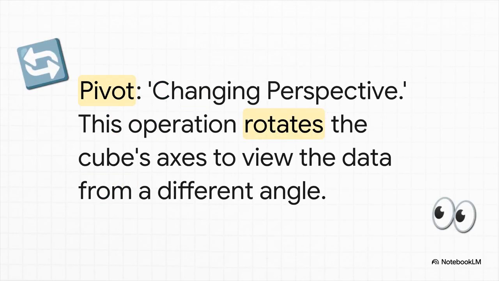And finally, we have pivot. This is super powerful. It doesn't change your data at all. It just changes your perspective. So let's say you're looking at a chart of products versus sales. With a single click, you can pivot it to show time versus sales instead. It's the same information, you're rotating the cube to look at it from a completely different angle. It's amazing what you can find just by changing your point of view.